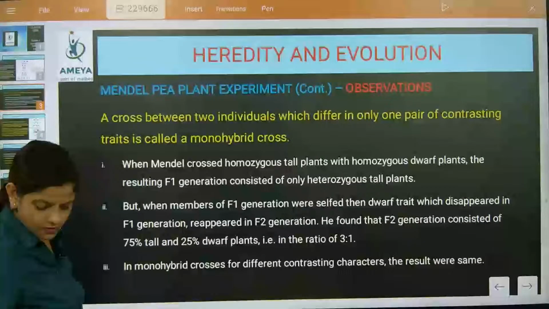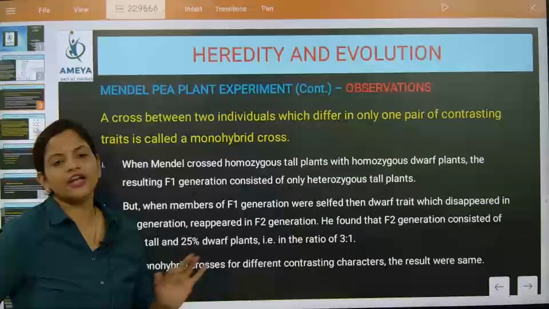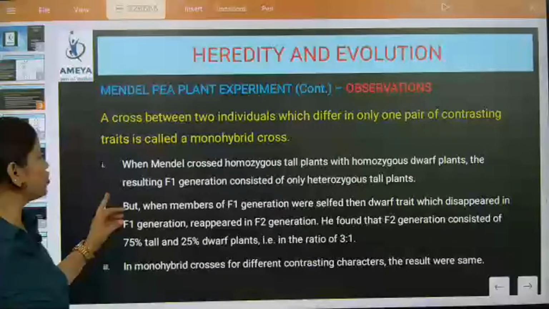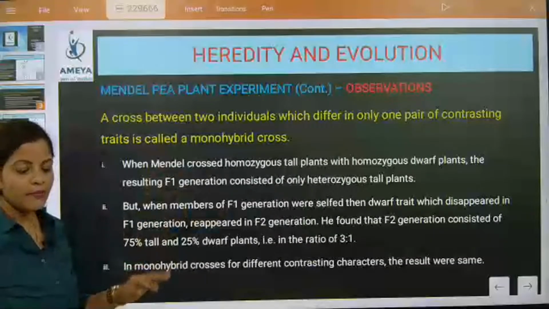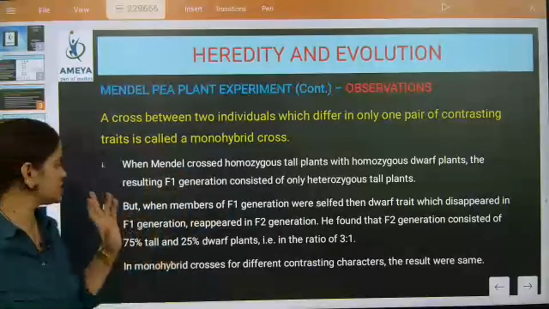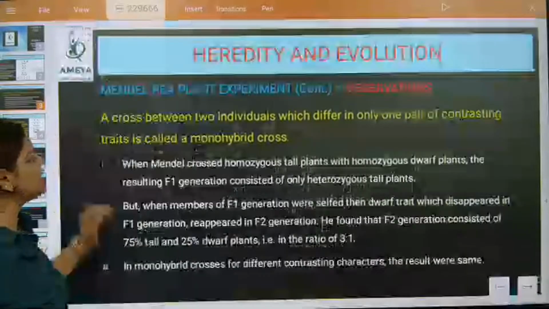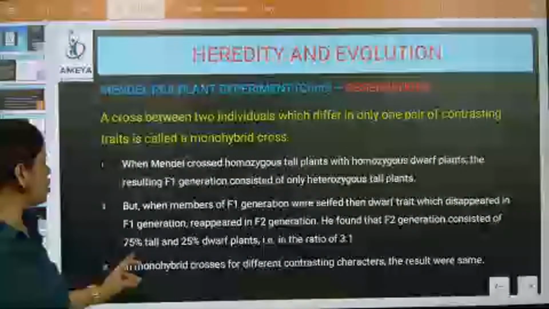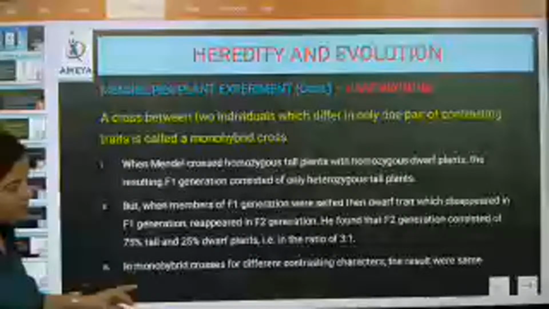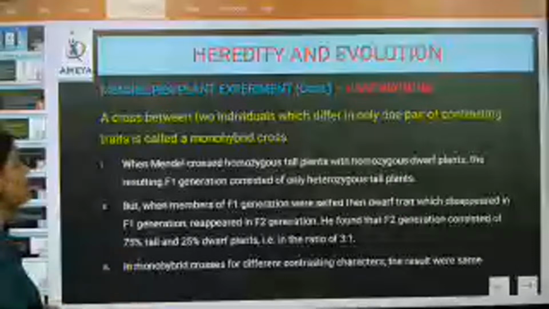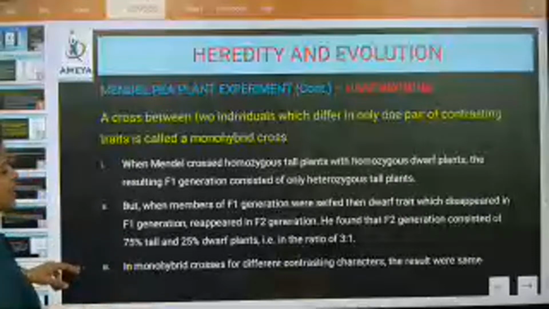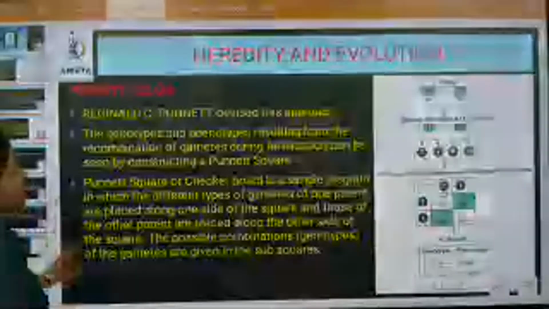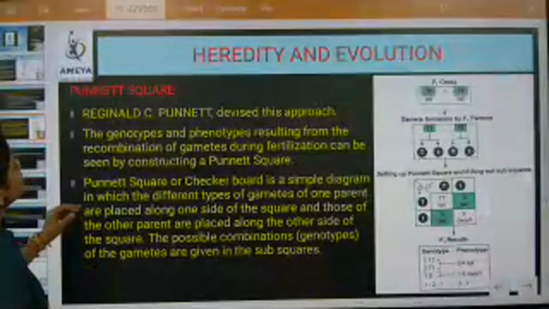Okay, but now listen. Yes, so we are checking one contrast. When Mendel crossed homozygous tall plants, we saw that the first generation is all tall. But are they pure or mixed? Mixed. After that, when he went for the second generation, tall versus dwarf is 3 is to 1. That is 75% to 25%. In monohybrid cross, for different contrasting characters, the results were the same. Now we are going to check this part out.